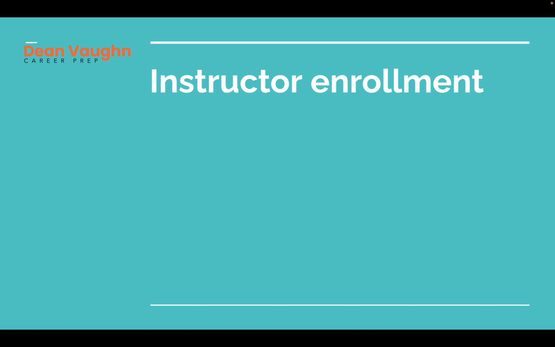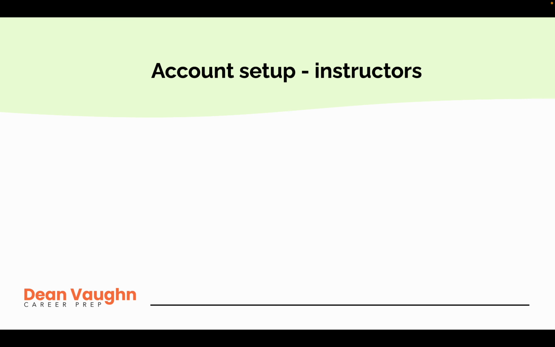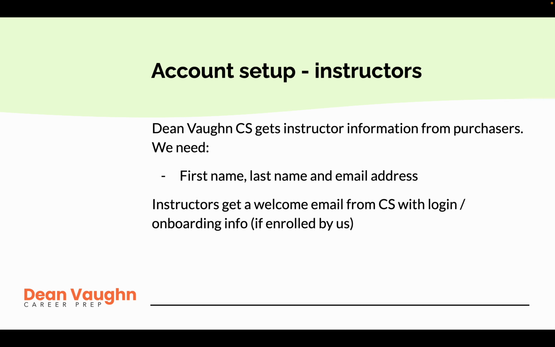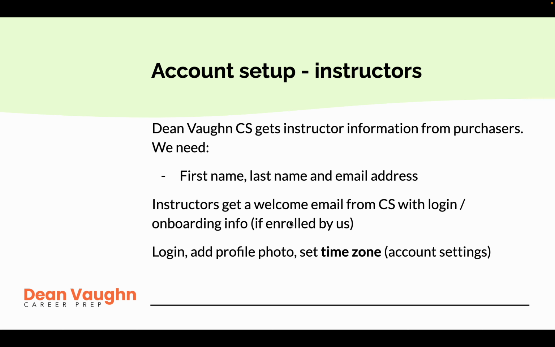First, let's talk about instructor enrollment. So this is how you will get access to your Dean Vaughn instructor account. Our customer service will get instructor information from purchasers. We will need your first name, last name, and email address in order to create your account. Instructors will then get an enrollment email or welcome email from us containing their login information as well as some additional onboarding information.